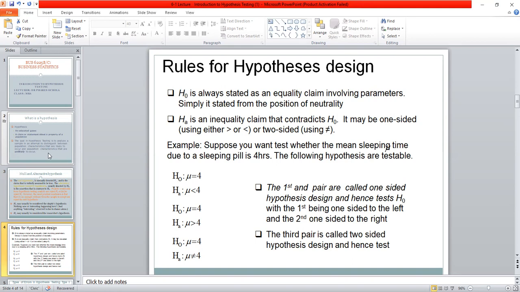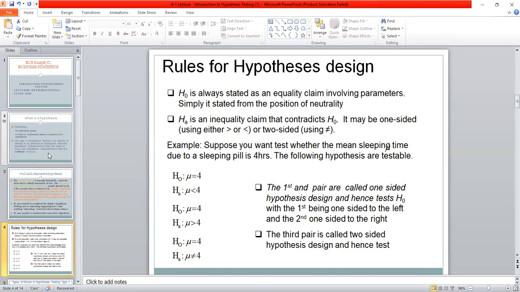Again, mu is equal to 4. You state that hypothesis again from the position of the manufacturer, neutral, against the alternative or research hypothesis, mu is not equal to 4. Now, these relationships of the alternative: less than, greater than, not equal to.